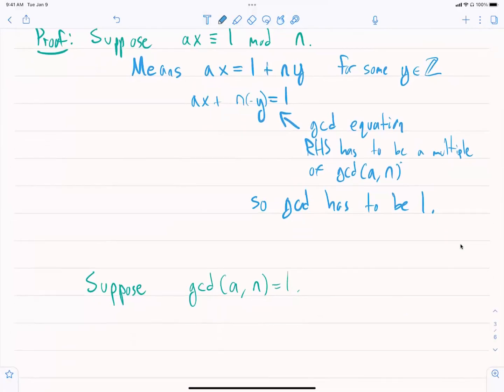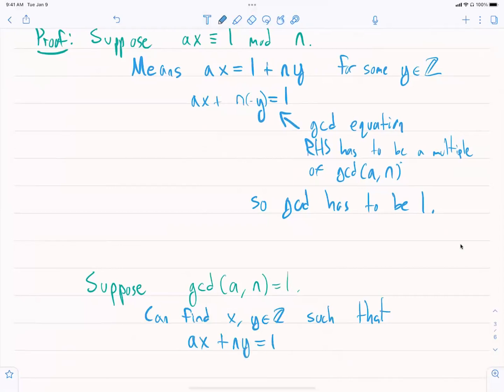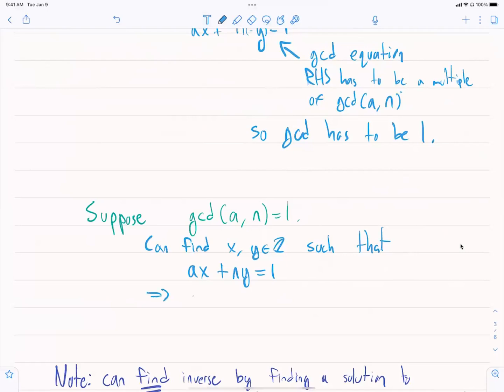So if the GCD is 1, then we know by the fundamental theorem of arithmetic, as we called it, and as it's called in the textbook, that we can find x and y such that ax plus ny is equal to 1. And that 1 is just because that's the GCD.